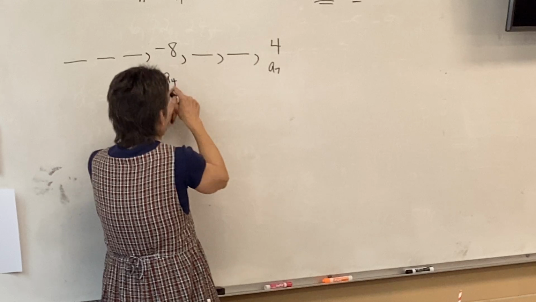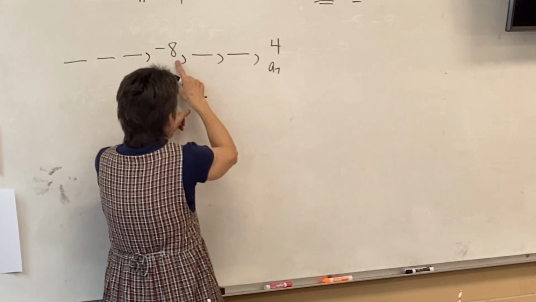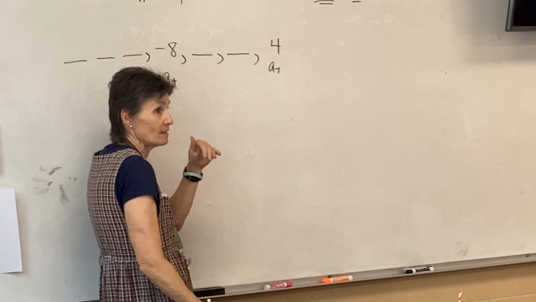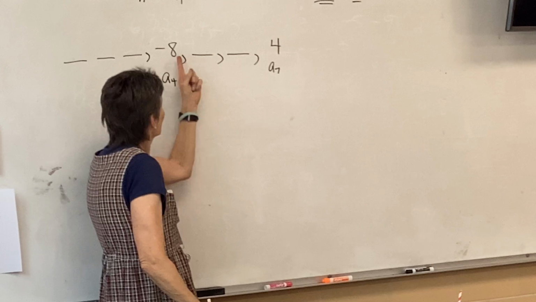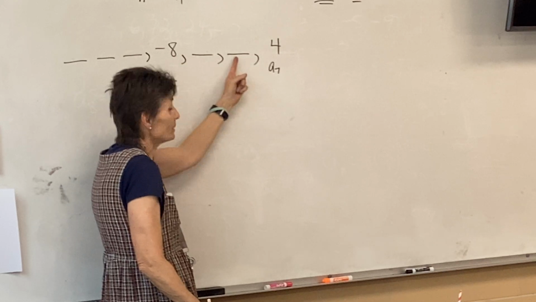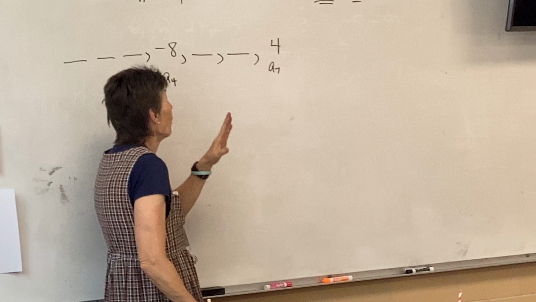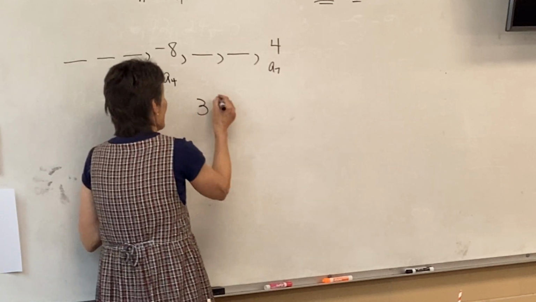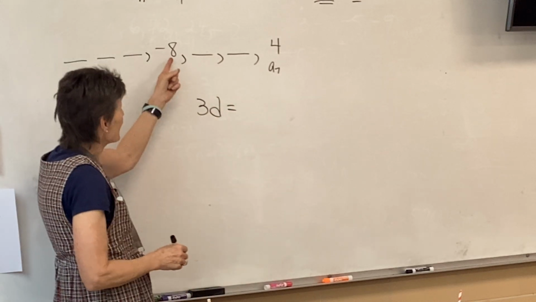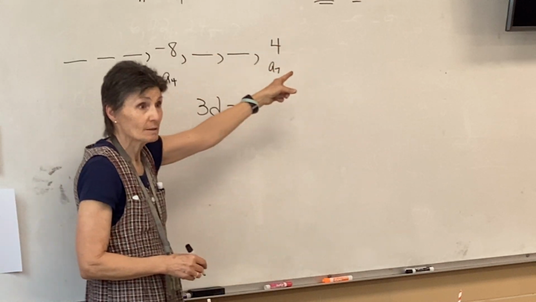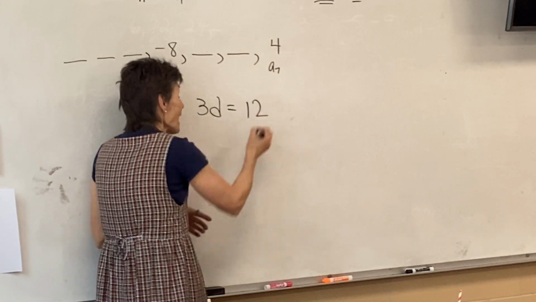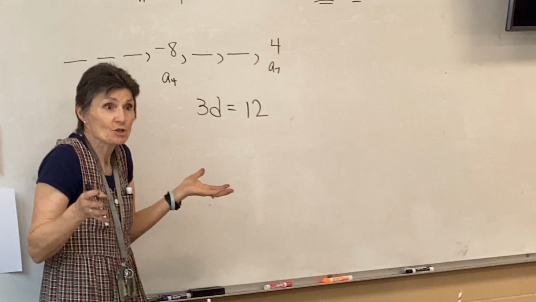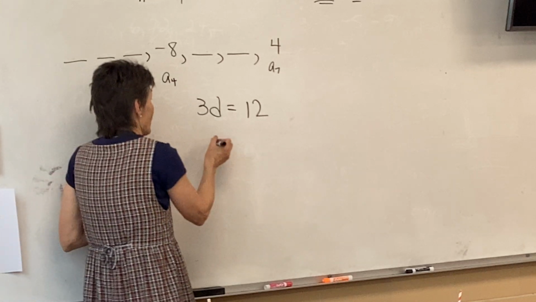How many times am I adding to go from the 4th to the 7th term? I'm adding 3 times. One addition, two additions, three additions. I don't know what I'm adding, but I'm adding 3 times, and I have to get from -8 to 4, which is 12. So I have to make 3 equal additions and have it be 12. So each of the additions is 4.